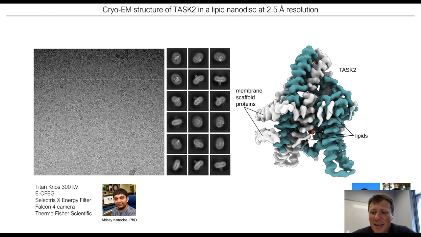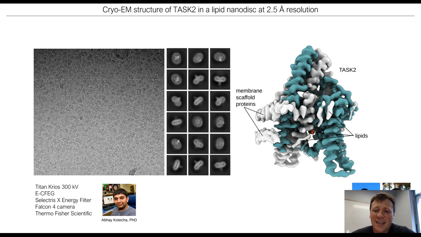And I just wanted to point out 2 aspects that we were able to model that we were not able to model in the lower resolution reconstruction. The first is, again, portions of these membrane scaffold proteins that form the belt around the lipid nanodisc.